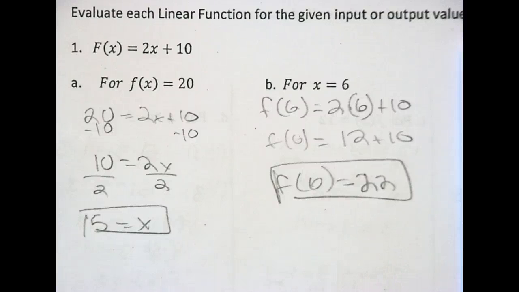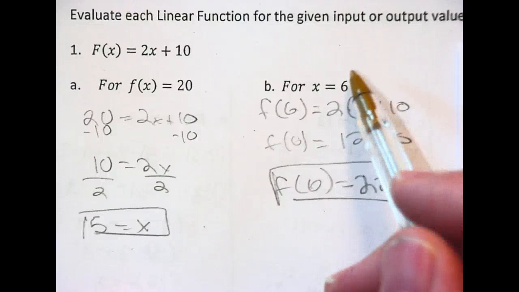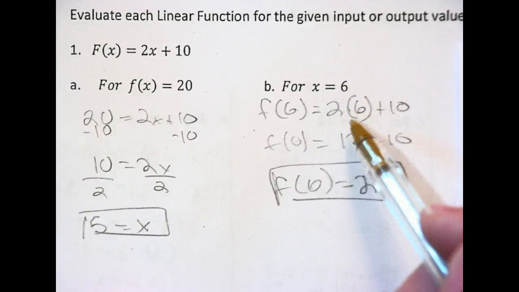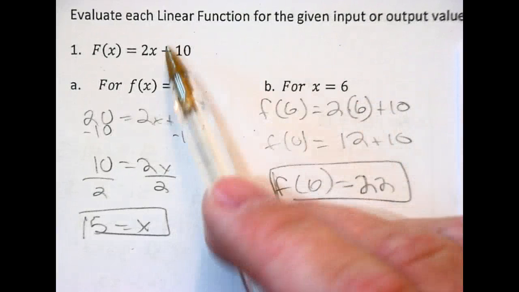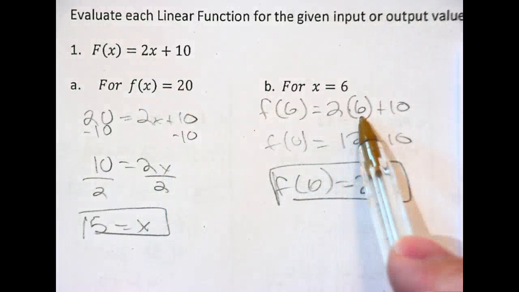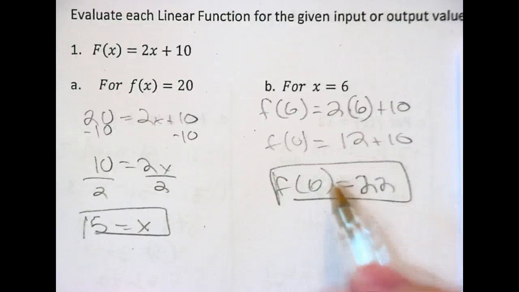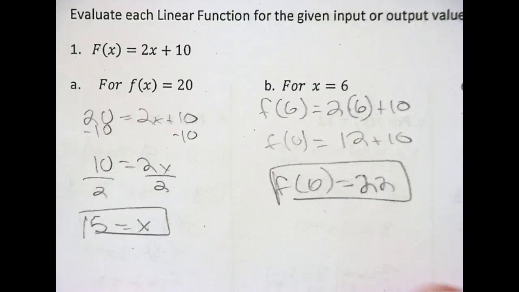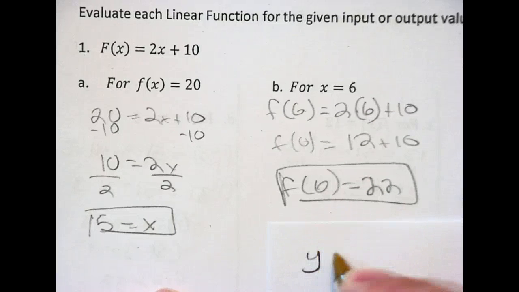Okay, letter B. So Abby's, let me get you going back up here. I'm sorry that Kylie distracted us like that. Okay, we put 6 in for x. So we have 2 times 6, which is 12 plus 10, or 22. So f of 6 equals 22. How many got that? That is correct. Okay, remember, we're not doing anything with the f of 6. F of 6 is the same thing as saying y equals 22.